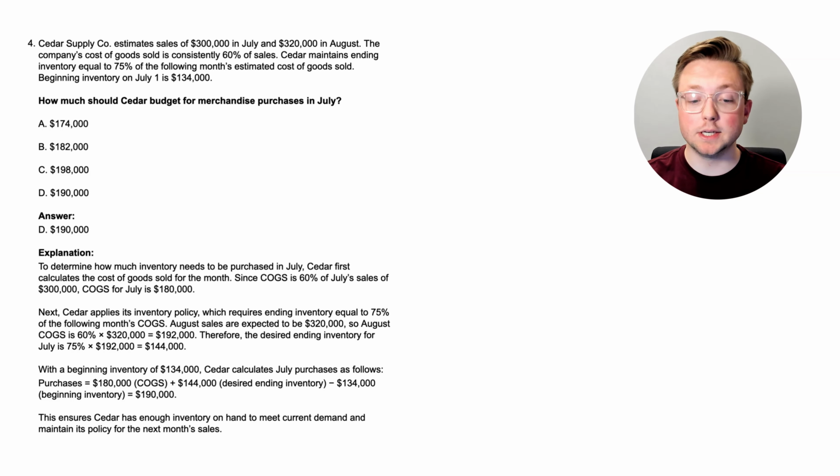This ensures that Cedar has enough inventory on hand to, again, meet the current demand and maintain its policy that they have to have a certain amount for the next month's sales. So again, we're seeing the same thing over and over again in slightly different formats, but it's the same idea. Usually for these budgets, you take the production needs or the sales needs or whatever, plus the ending amount that you need to have for that specific unit or material, less the beginning amount that you already have, and that will give you the amount that you need to produce or buy, or whatever the case is. Now let's go to the next question.